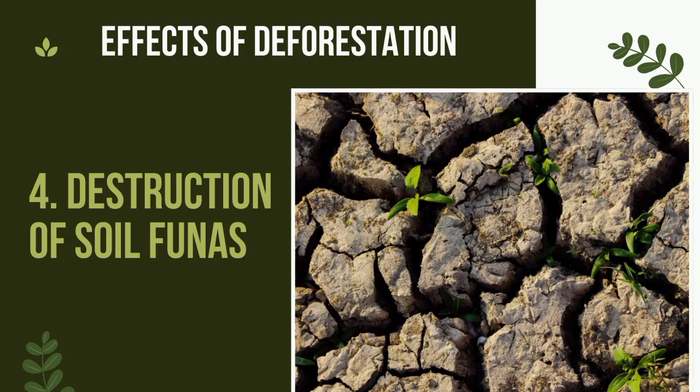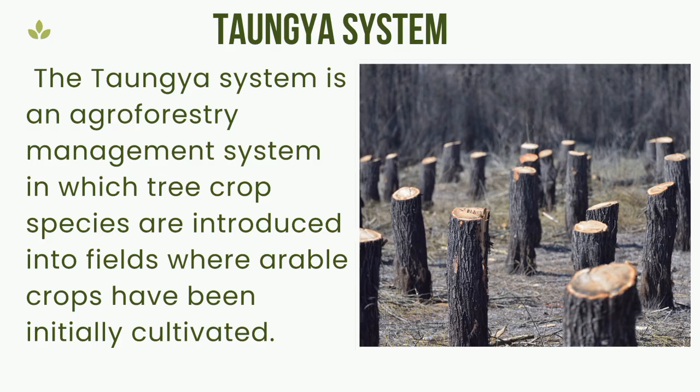Then destruction of soil fauna. Soil fauna refers to soil organisms like earthworm, like termite. The moment you remove the trees, nothing is protecting the soil. Direct sunlight will be hitting the soil, and when the sun is hitting the soil, the temperature of the soil will increase. Due to that, soil organisms like earthworm can die. So that is the effect.